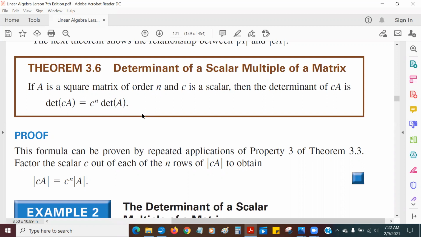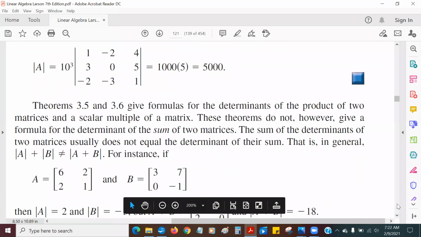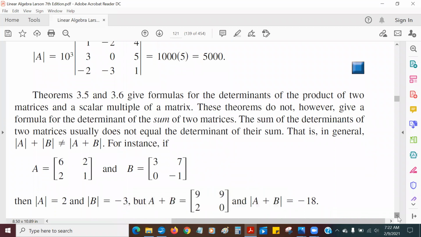Sometimes students get confused about this. They know that when you multiply one row by a constant, the determinant is multiplied by that one constant. But when you multiply the entire matrix by a constant, it means you're multiplying all the rows, so you're doing the same process n times. Okay, let's move onward and upward.